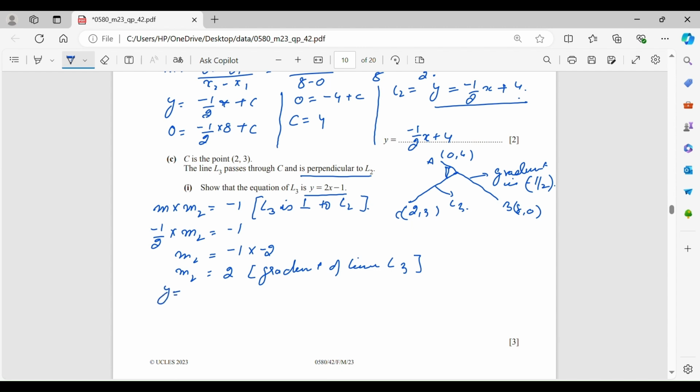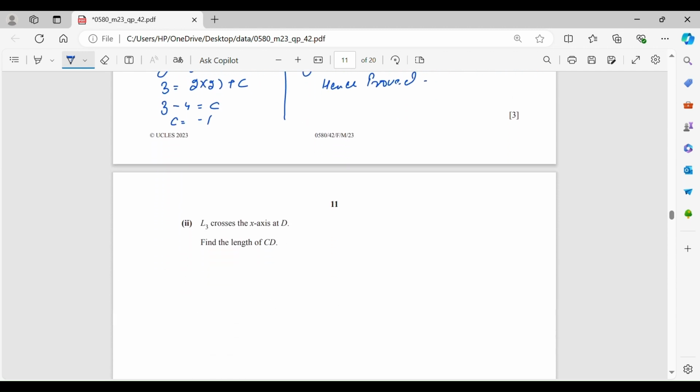Now y is equal to 2x plus c. Now we have the point C, 2 and 3, we will substitute this value. Y, 3 will be equal to 2 into 2 plus c. Now 3 minus 4 is equal to c. C will be equal to minus 1. So the equation is y equal to 2x minus 1. Hence proved, right?